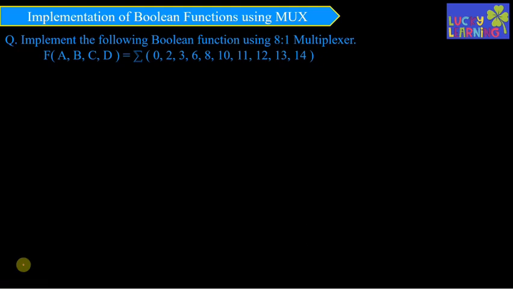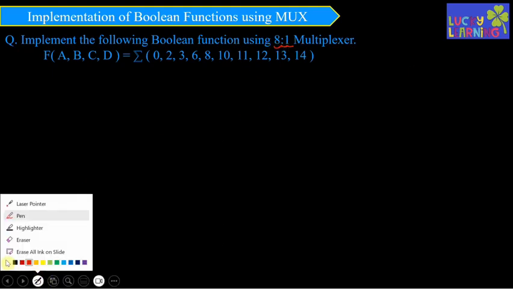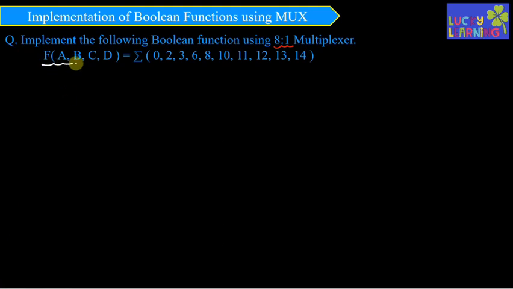Look at the question. Implement the following Boolean function using an 8 by 1 multiplexer. Look, what is the function? Now the function is f of a, b, c, d. There are 4 variables, which means how many minterms are possible? 2 power 4, which equals 16 minterms. 16 minterms means this would be implemented using a 16:1 multiplexer. But you are asked to implement it using an 8:1 multiplexer.